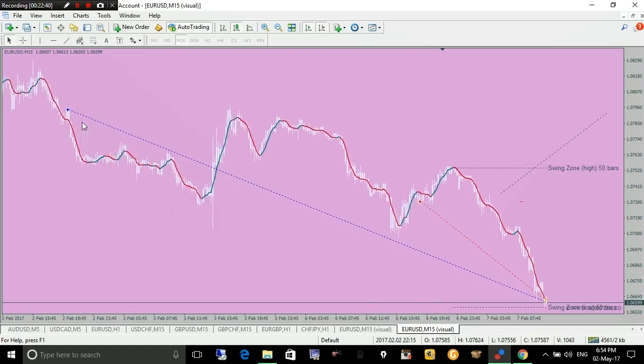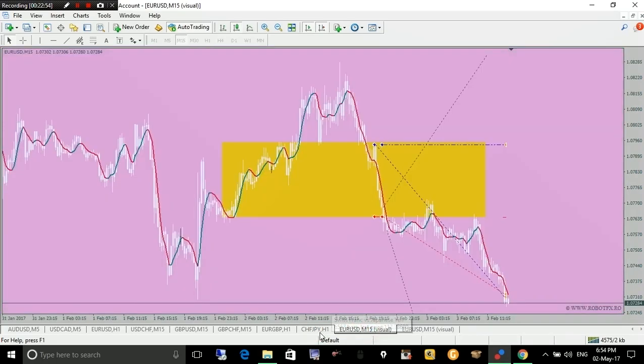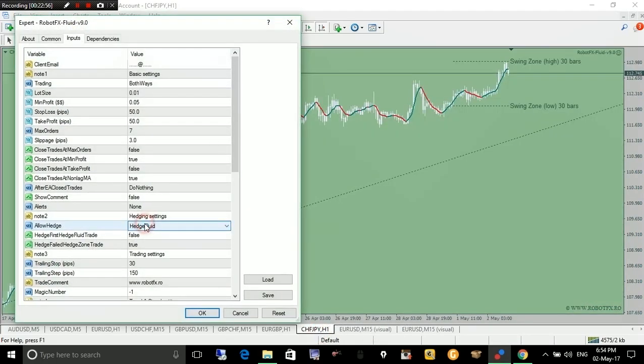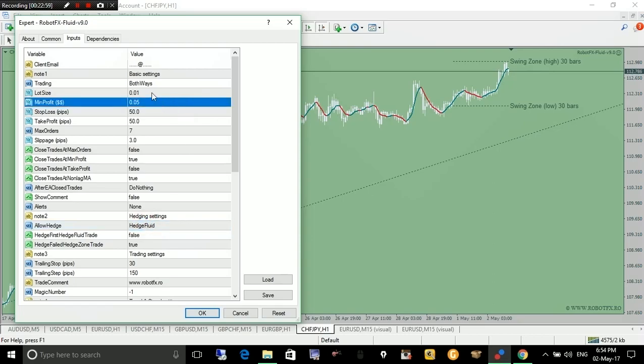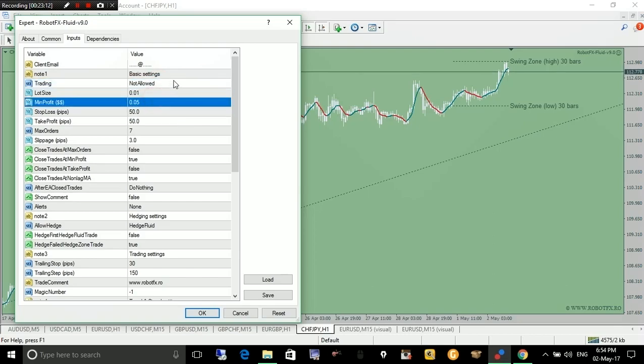And finally, it happened. The sum of these trades, the buy and the winning sell, reached minimum profit, and the expert advisor closed both of them. So I can say that if you want to hedge fluid, this is a good option when you maybe want to set and forget the expert advisor to trade by itself. To be honest, I don't believe in this. I regularly check my charts, and sometimes I close the expert advisor. I don't allow it to trade, but it seems like it's safer than hedge zone.